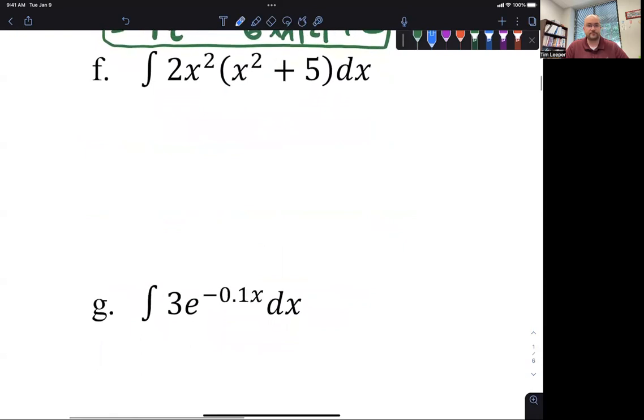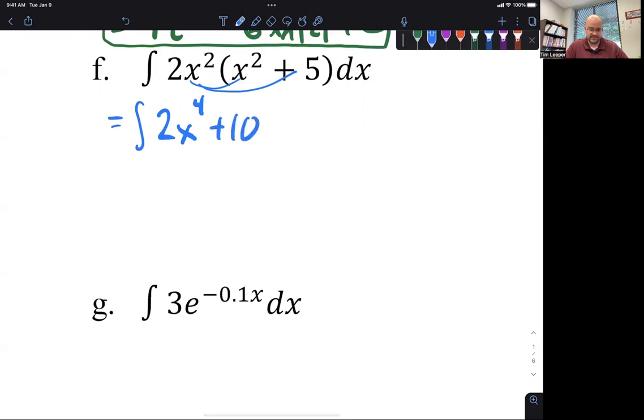Letter F is the integral of 2x squared times x squared plus 5. Notice if I distribute, I can distribute because the exponent here is 1. So this is going to give me the integral of 2x squared times x squared is 2x to the 4th power, and 2x squared times 5 is positive 10x squared, with a dx at the end there.